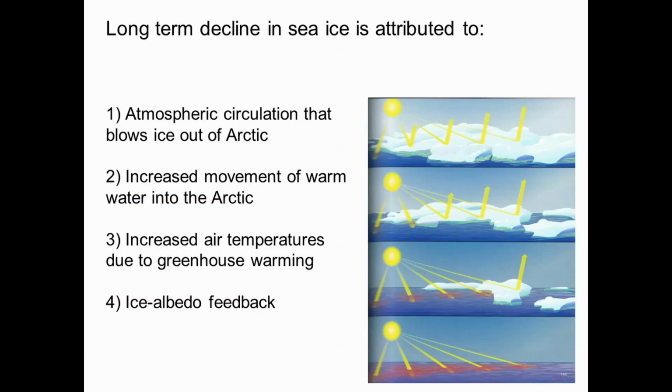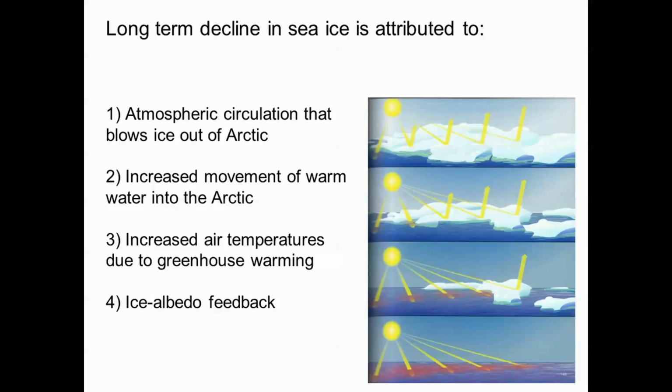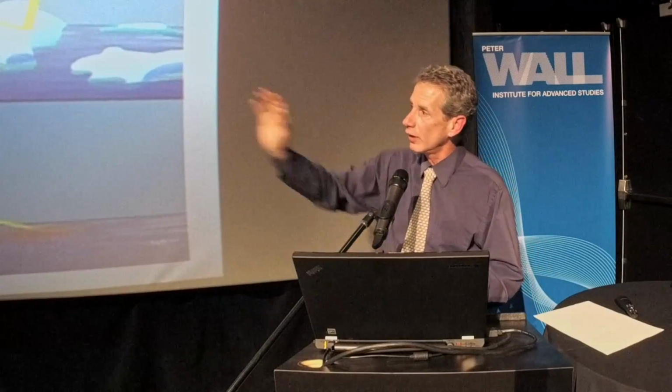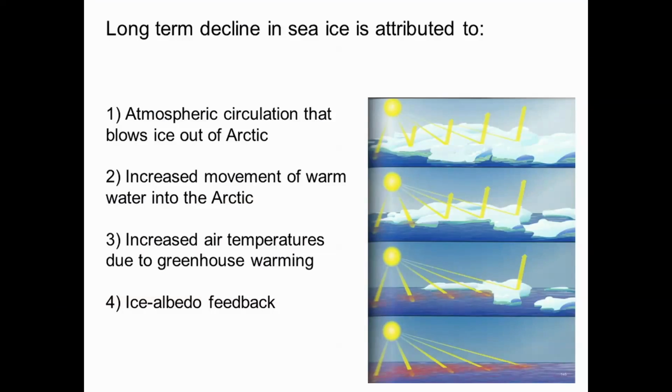Now, why is this happening? Eric alluded to some of the reasons. And as I said, one of them is there's been atmospheric circulation patterns that are moving that ice out of the Arctic. That was sort of the beginning of the time series that I showed you. But more and more recently, what we're seeing is that warm waters are coming into the Arctic, melting the ice, and the Arctic temperatures are also increasing, melting the ice. You put all those together, and what you end up with is something called the ice albedo feedback.